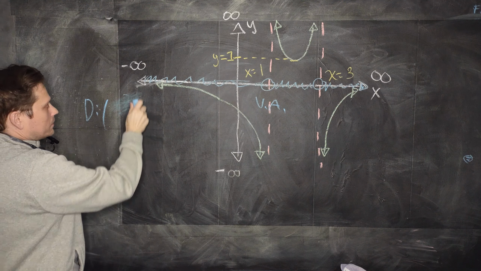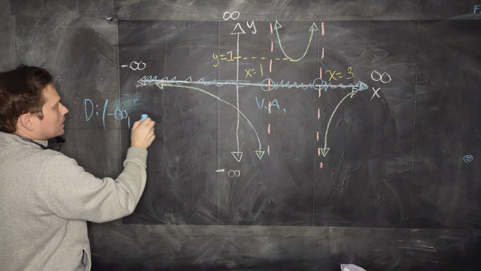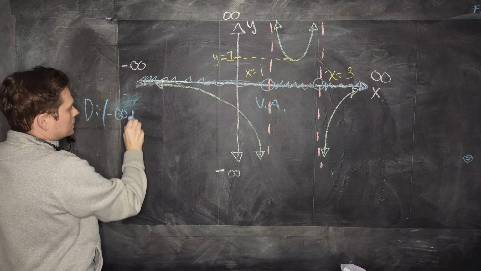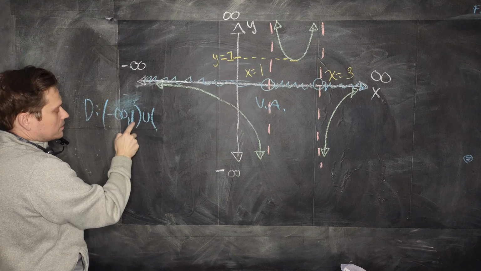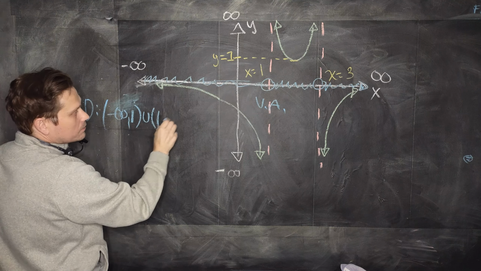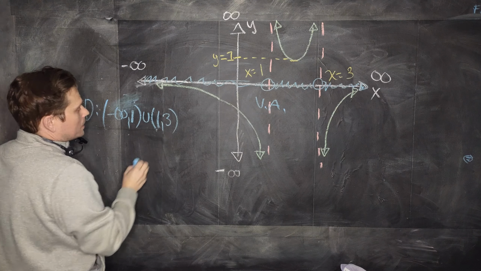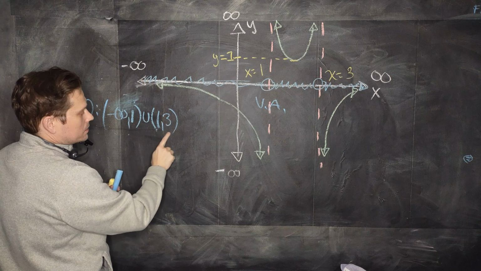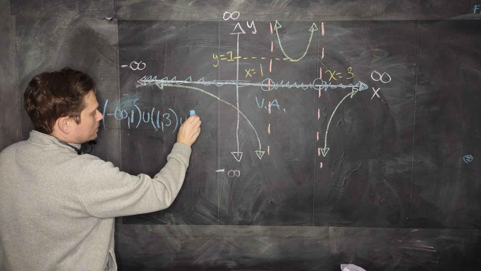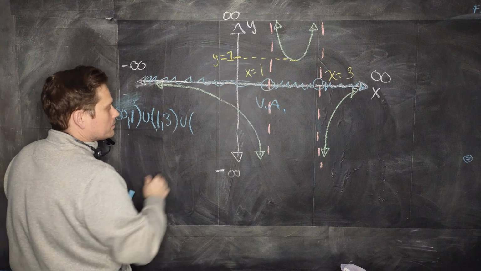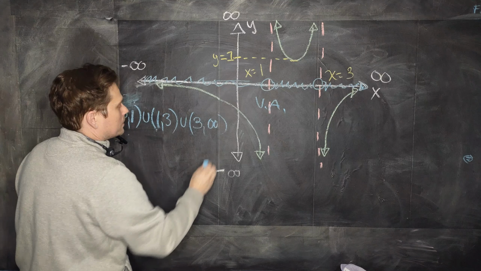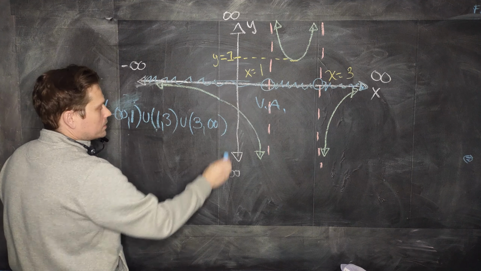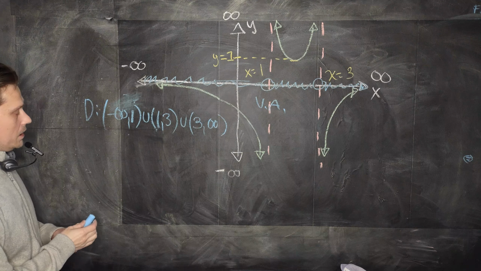So you're going to go from negative infinity up to that value of, let's see, 1. And then you have to skip over the 1, so put a parenthesis and then go from 1 up to 3. And then you're going to have to skip over the 3, so parenthesis with it, U for union, and then go forever to positive infinity. So from 3 to positive infinity. And that's the interval notation version of the domain.